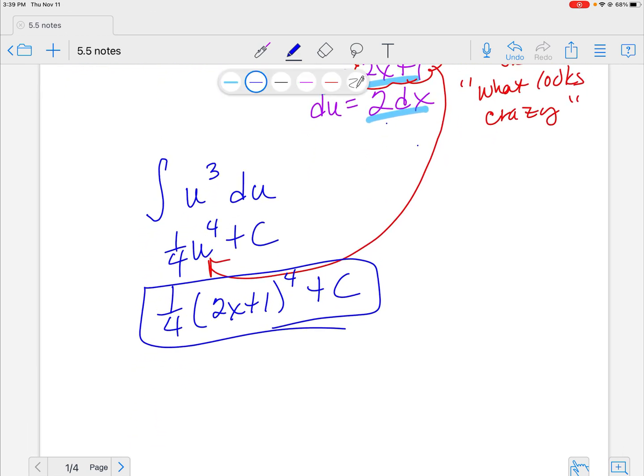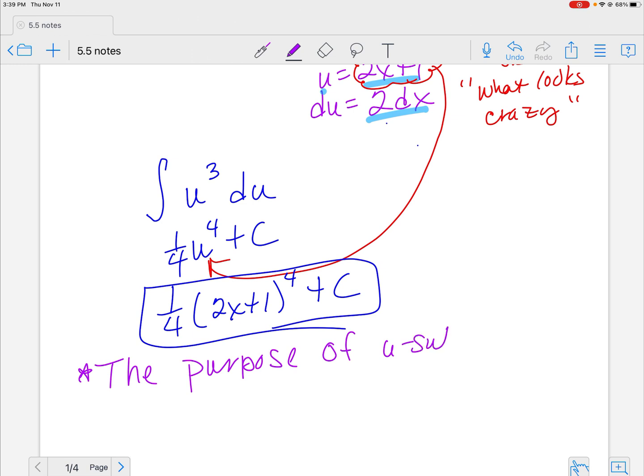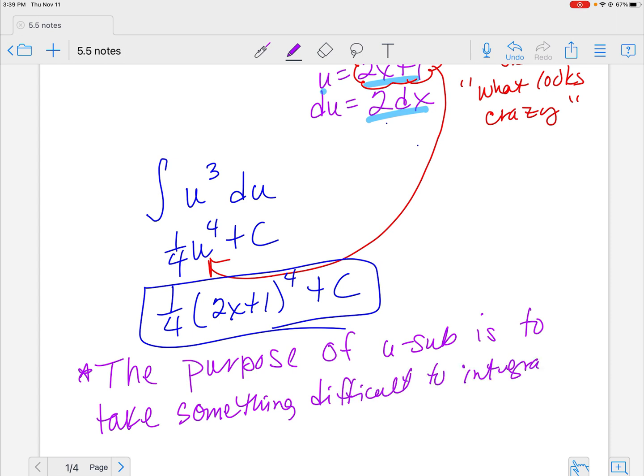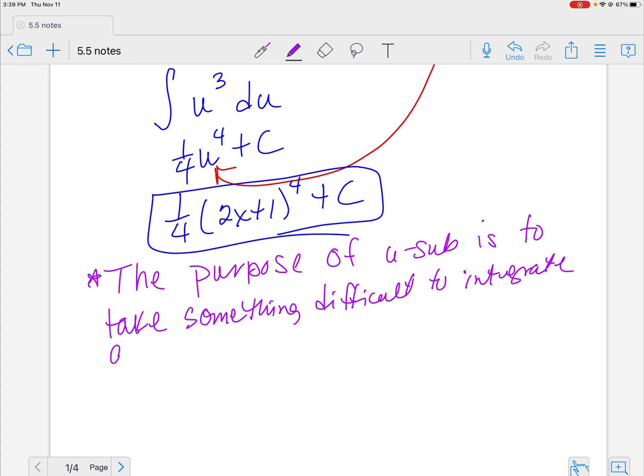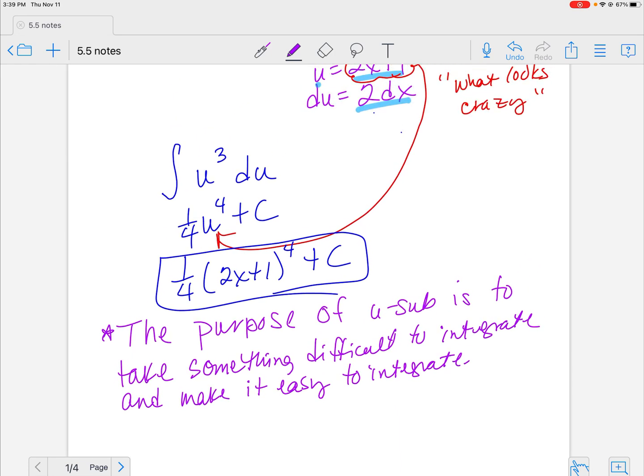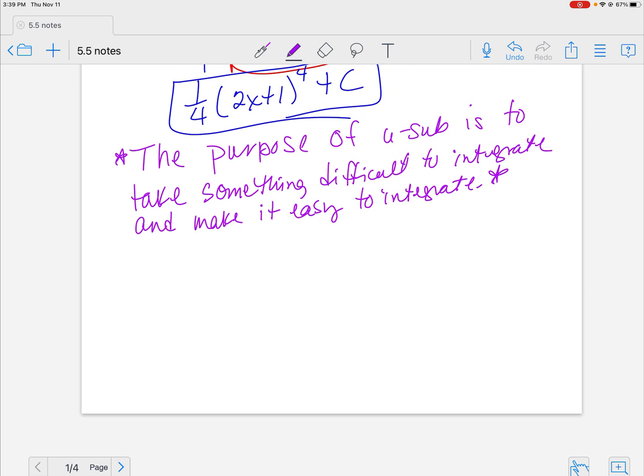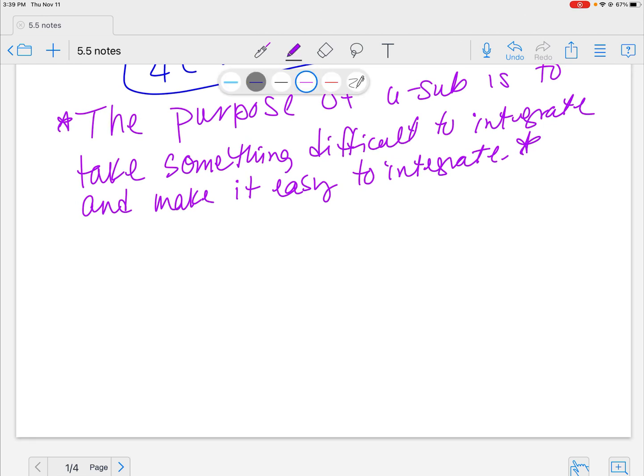Okay, so here's the deal. The purpose of a u sub is to take something that's difficult to integrate and make it easy to integrate into a nice polynomial or something that is easy to work with. That's our sole purpose here of our u sub. Take something that's difficult and then we break that into something that's easy. How much room do I have? Not too much, but we've got plenty, I think, for this next one.